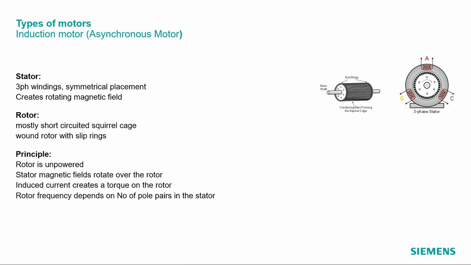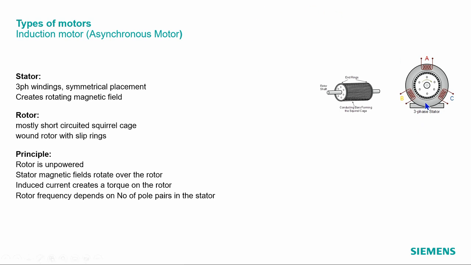Okay, so the frequency of the rotor depends basically on two facts. One fact is the number of pole pairs and the synchronous frequency. So this is the frequency we get from the grid, so the 50 or 60 Hertz normally. And as I already mentioned, the number of pole pairs.